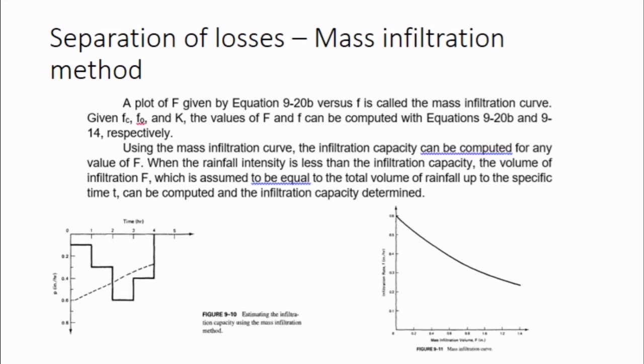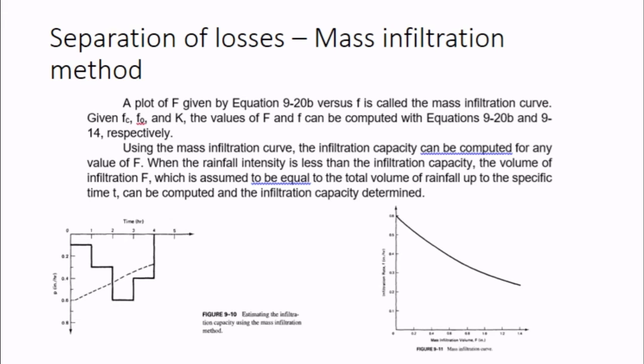A plot of F given by 9-20b versus F is called the mass infiltration curve. Using the mass infiltration curve, the infiltration capacity can be computed for any value of F. When the rainfall intensity is less than the infiltration capacity, the volume of infiltration F, which is assumed to be equal to the total volume of rainfall up to the specific time t, can be computed and the infiltration capacity determined. Okay, so in this graph, this is the infiltration curve.